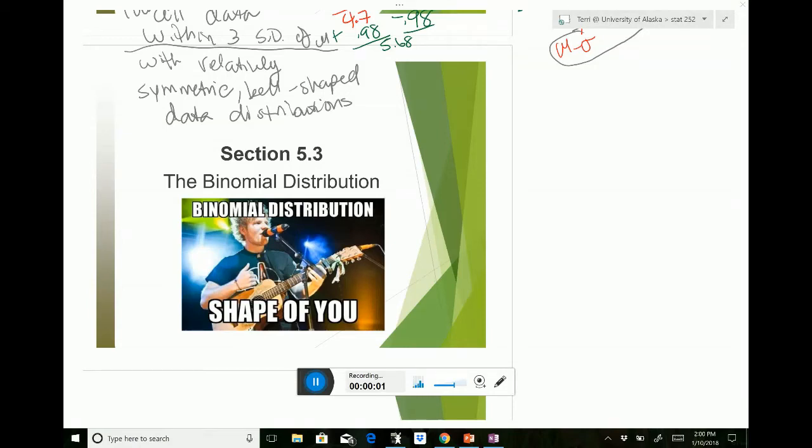Okay, so now we're going to start some of the named distributions that we have formulas for. And the first one we're going to talk about is the binomial distribution. The shape of the binomial distribution, the shape of the histogram, depends on what the probability is. But that's just a little preview of things we're going to talk about.